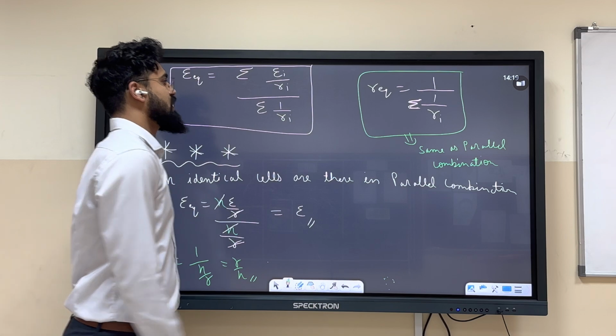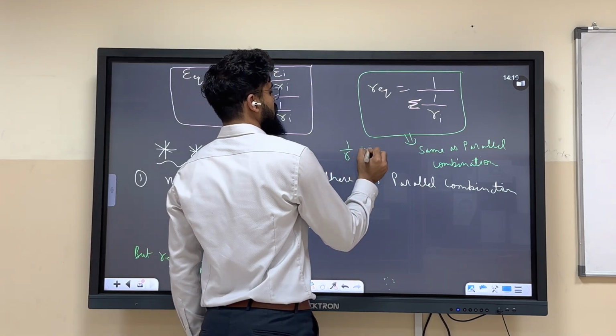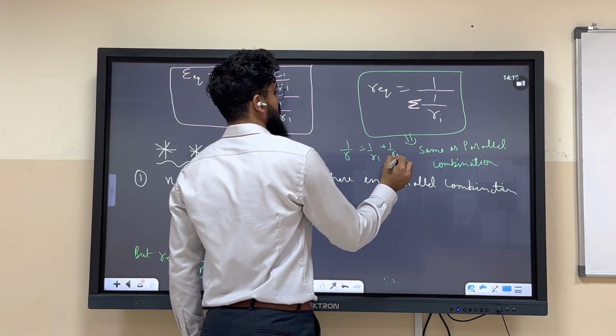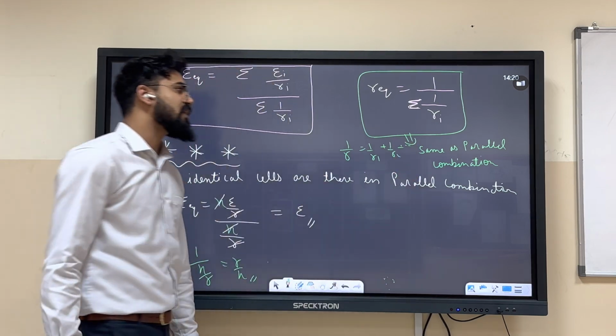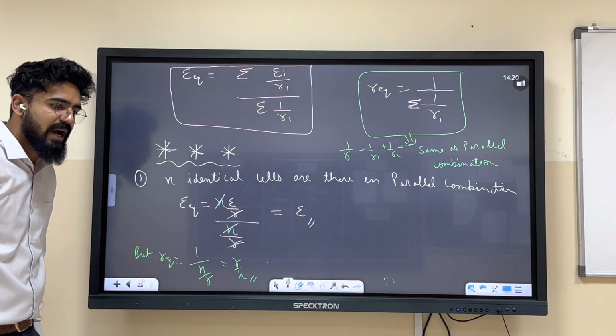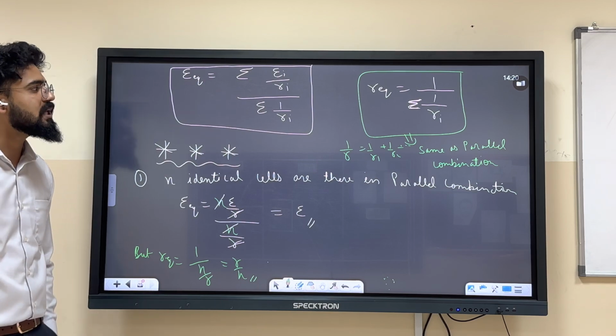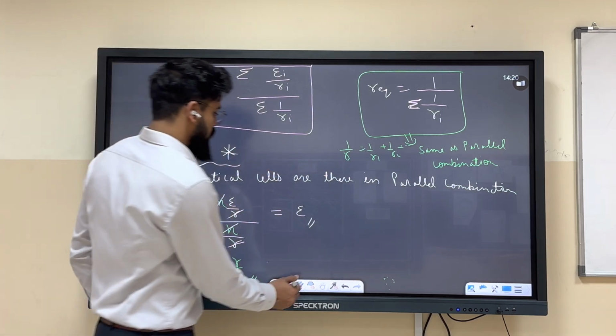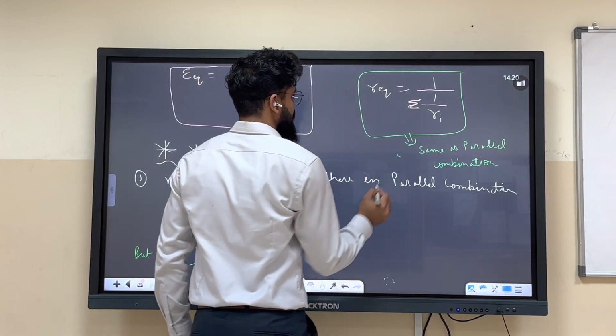Same as parallel combination: 1 upon R equals 1 upon R1 plus 1 upon R2, and so on. If someone is asking you where the cells are connected in parallel combination, what will be the net resistance? You can calculate it like this. This is it.